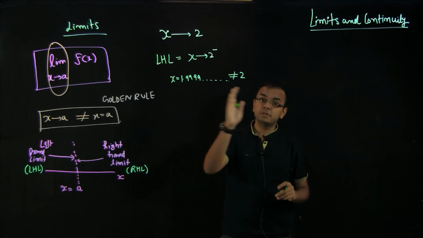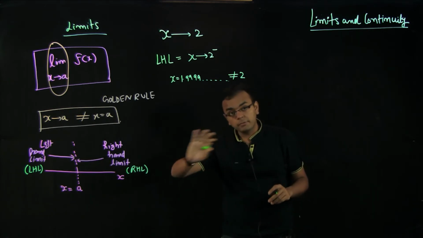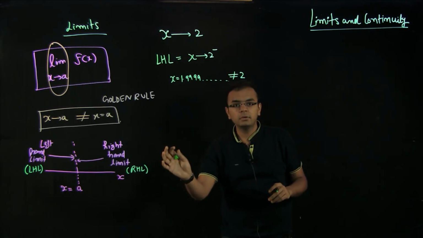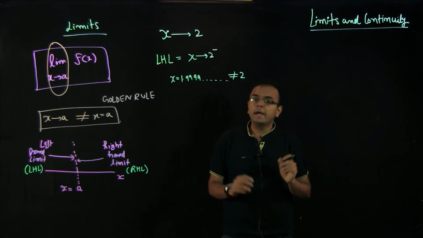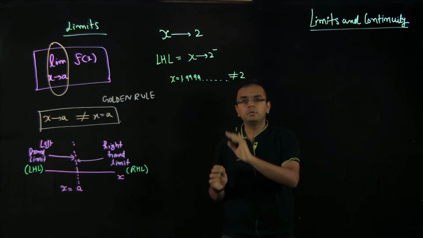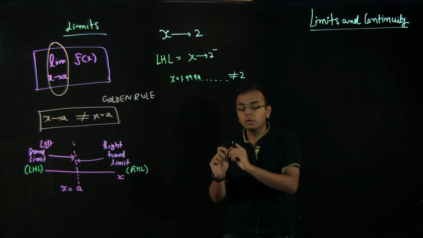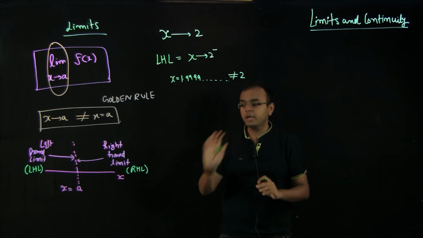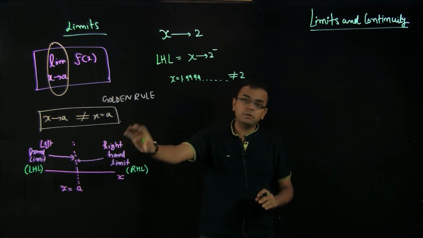So if x approaches 2 negative, then it will be just slightly less than 2 but not equal to 2, and a technical term for that is that it is infinitesimally smaller than 2. Very small but not the same. So again, x approaches a does not mean x equal to a.